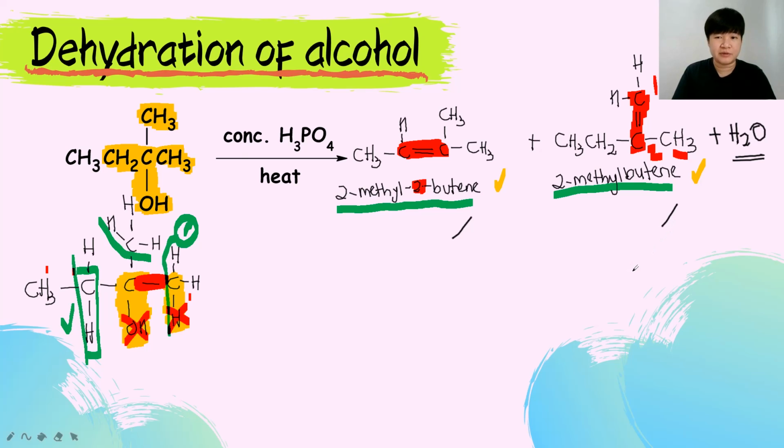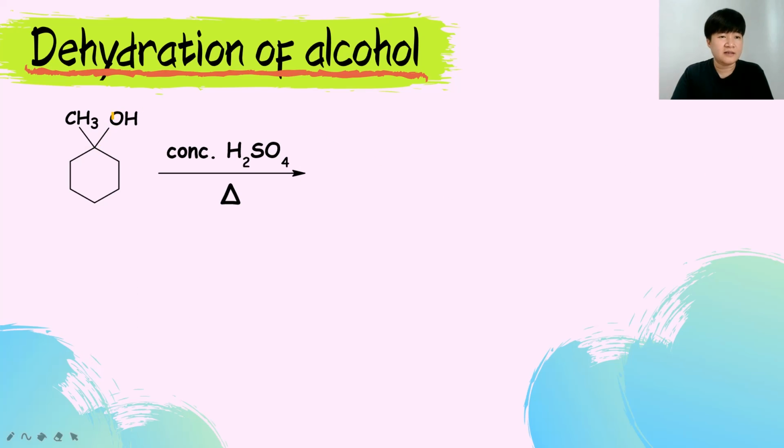Let's try another example. So you have a cyclic. You have your OH. So the carbon that is holding the OH is here. Alright. And do you know how many neighboring carbons you have? You have 1 neighboring carbon. You have 2 neighboring carbons. You have 3 neighboring carbons that can remove hydrogen. So don't forget that you have the presence of concentrated sulfuric acid and heat over here for this dehydration of alcohol process to happen. Expand the structure, but we only expand the neighboring carbon and also the OH only. The rest, no need to expand.